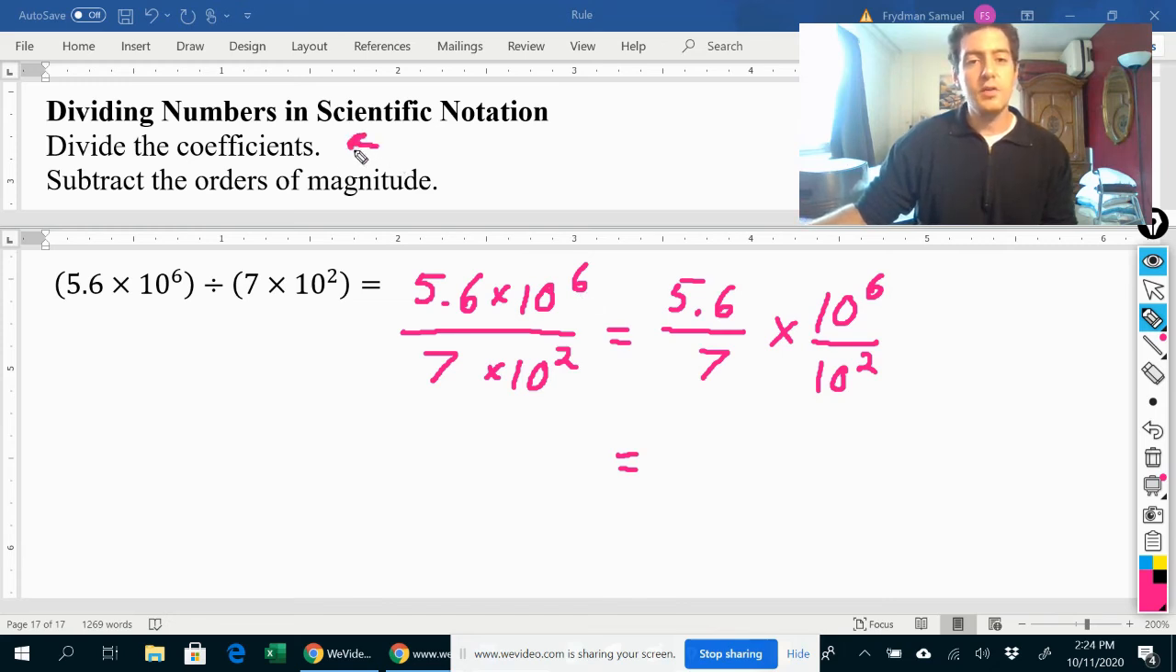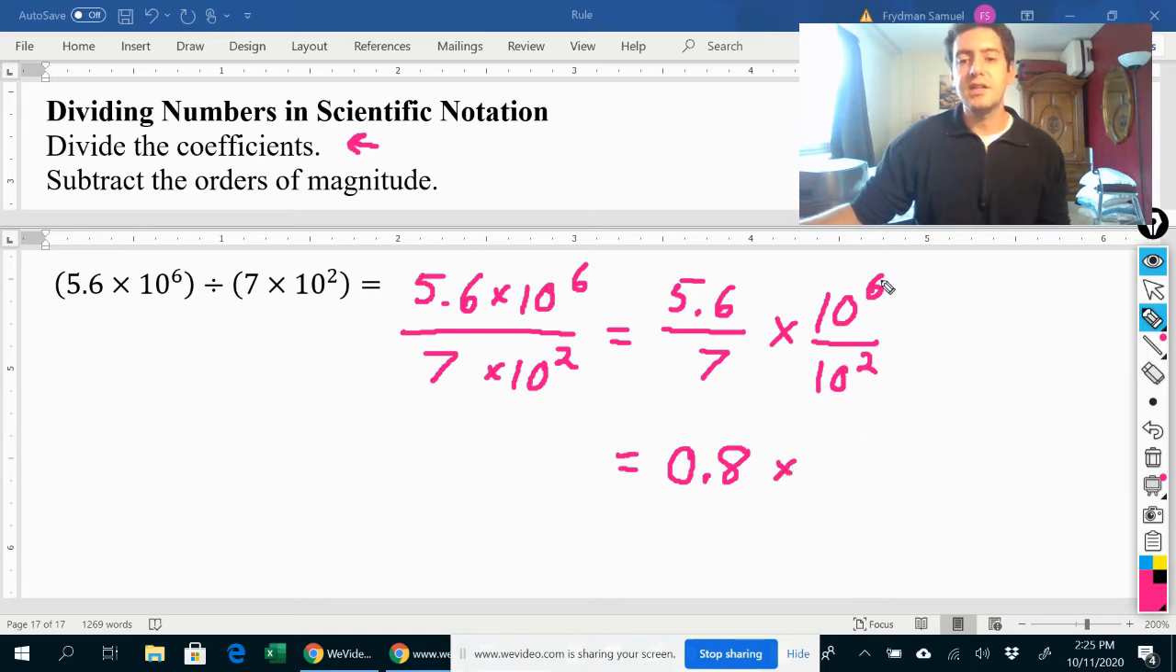I'm dividing the coefficients because, as you can see over here, I have both coefficients in one fraction with one in the numerator and one in the denominator. So I should just divide them. 5.6 divided by 7. Well, I know that 56 divided by 7 is 8. So 5.6 divided by 7 is going to be 0.8 times. So I just keep that multiplication symbol there.